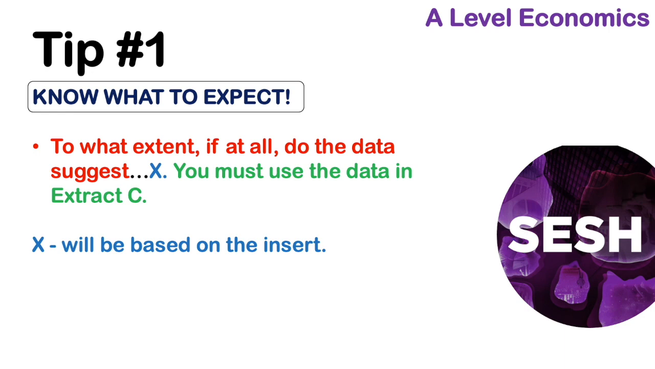X is the question. X is what the insert's all about. It could be housing prices, oil prices, economic development in a certain country. It will then be followed with, you must use the data in extract C. It could be extract B, it could be extract D, but in this case it says extract C. So you must use that. Please ensure you highlight that so you don't drop that. But do not limit yourself to just that extract. You can use other extracts beyond that.